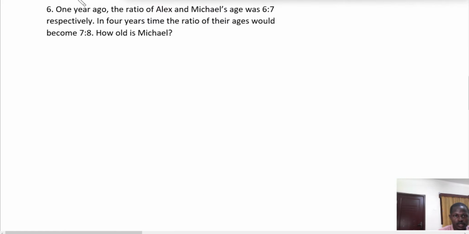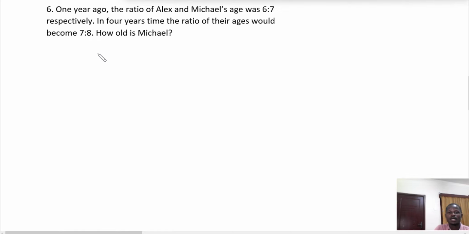Let's read out this question. 1 year ago, the ratio of Alex and Michael's age was 6:7, respectively. In 4 years' time, the ratio of their ages will become 7:8. How old is Michael? So we have here 1 year ago, and then in 4 years' time. We don't know the present ages of Alex and Michael.